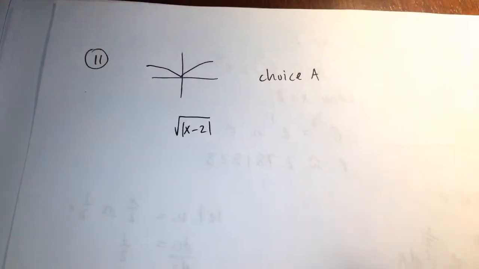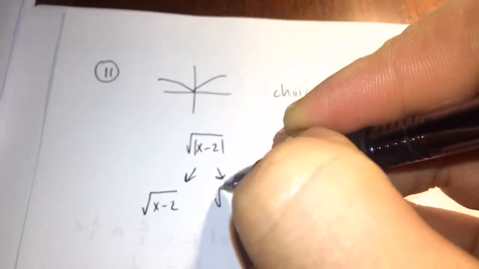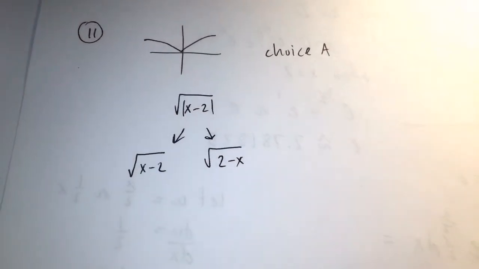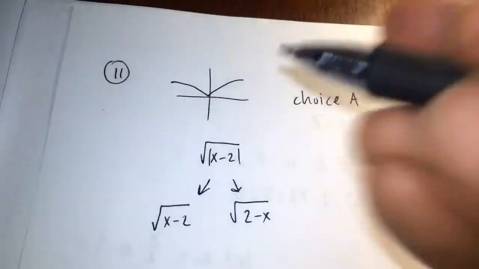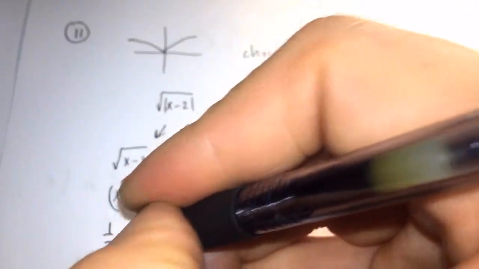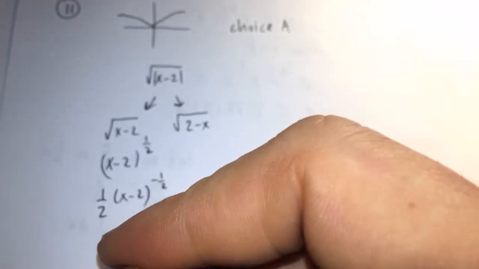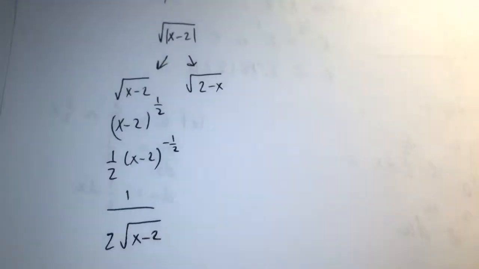But at 2, what they're talking about is, if you think about it, if you did a derivative of the absolute value of x minus 2. Because of this, what this means is you're doing the square root of x minus 2, or the square root of 2 minus x. That's essentially what that means. Regardless, if you derive this, you're going to get x minus 2 to the 1/2. You're going to put 1/2 in front, right? And then you're going to say negative 1/2. So what this becomes is 1 over 2 times the square root of x minus 2.